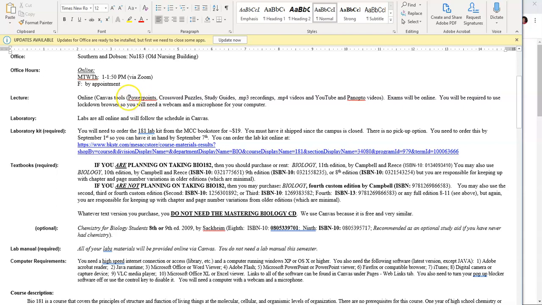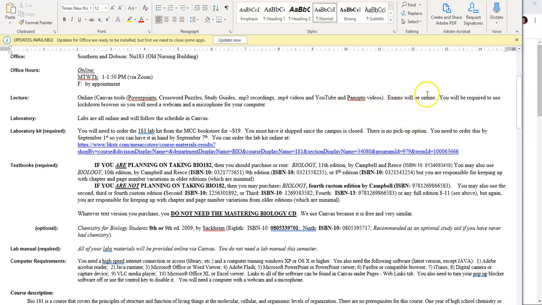So we talked about learning this material. The material comes from what I say, and that's based on the outline from the PowerPoints. The crossword puzzles cover the terminology that you need to know. So the words, the foreign language component of biology. The study guides go over the things that you need to know that I covered in the lecture, and then you can go over those things either using MP3s, those audio recordings, or video recordings, the MP4s. And those are available on YouTube and also Panopto.